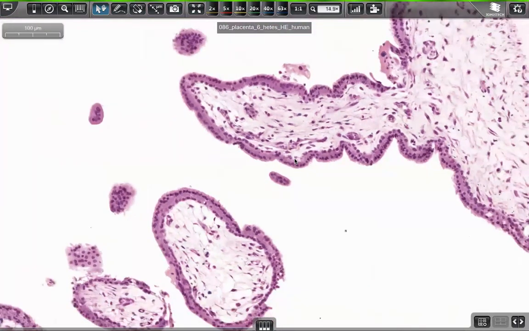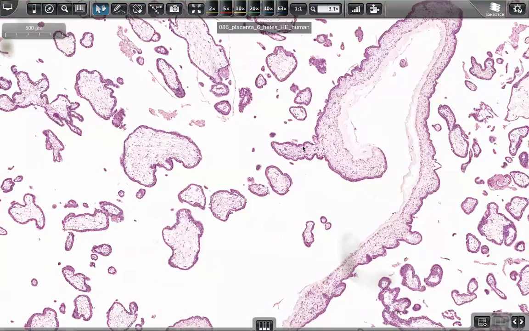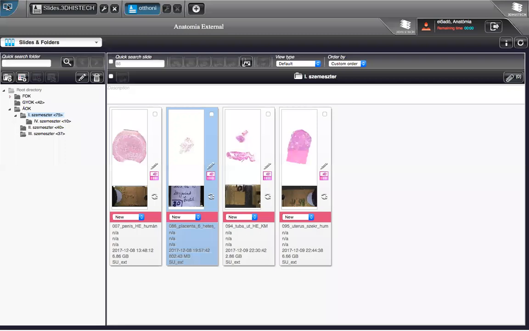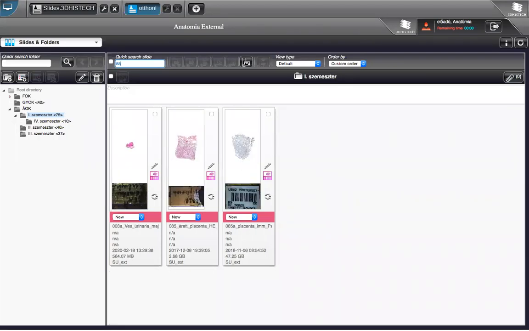Let's move on. That was the 6-week-old placenta. Let's see the full-term placenta. That's the 85. That's the one.